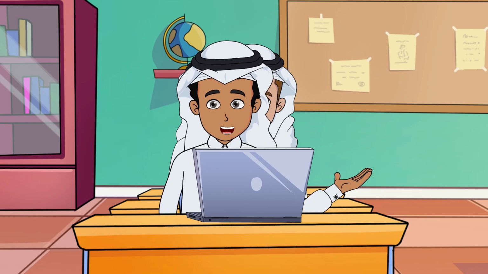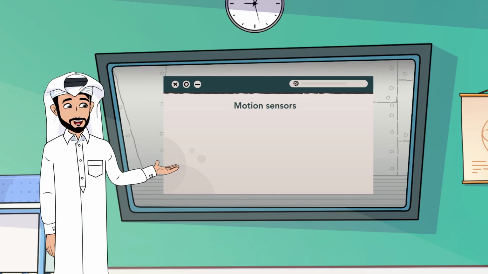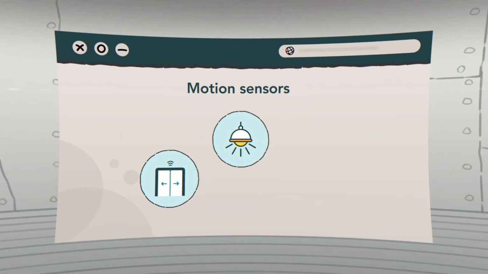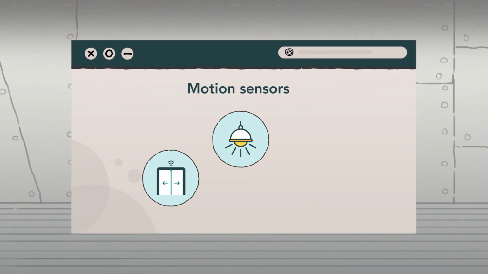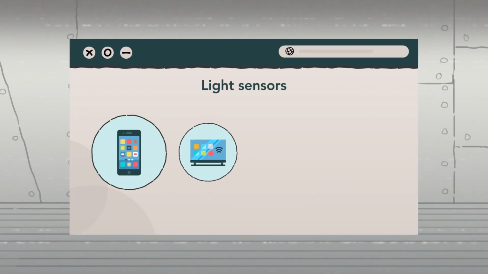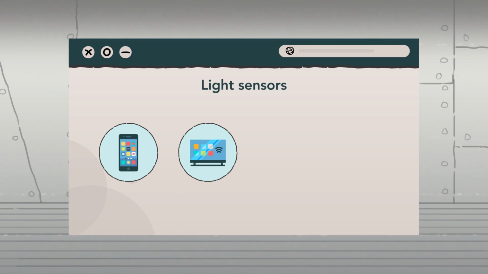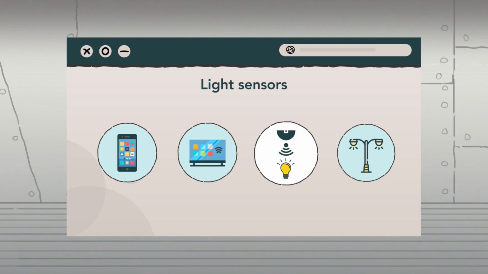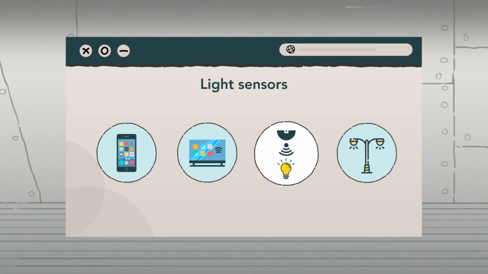What about the rest of the sensors, teacher? There are motion sensors, which are used in automatic doors, outdoor lighting in gardens and streets, as well as for security purposes. Also, light sensors, which are electronic devices used to detect lights. You can find them in smartphones and smart TVs, as well as in street lights that turn on at night.